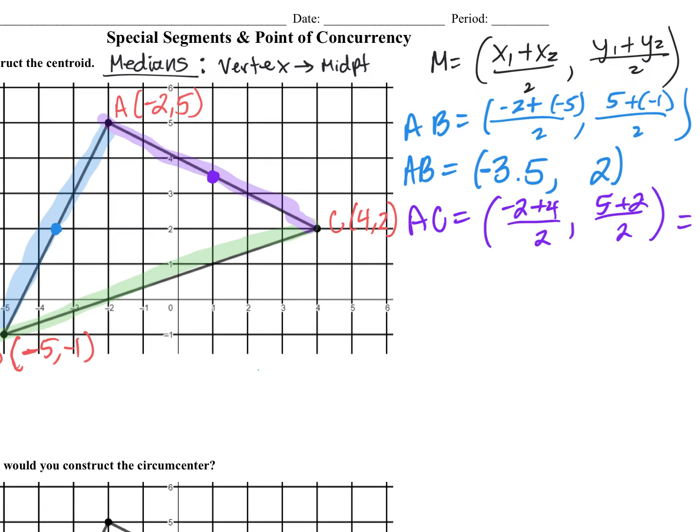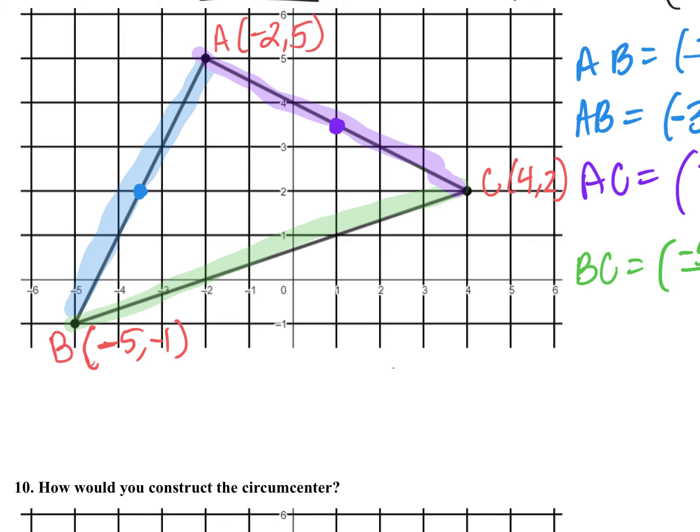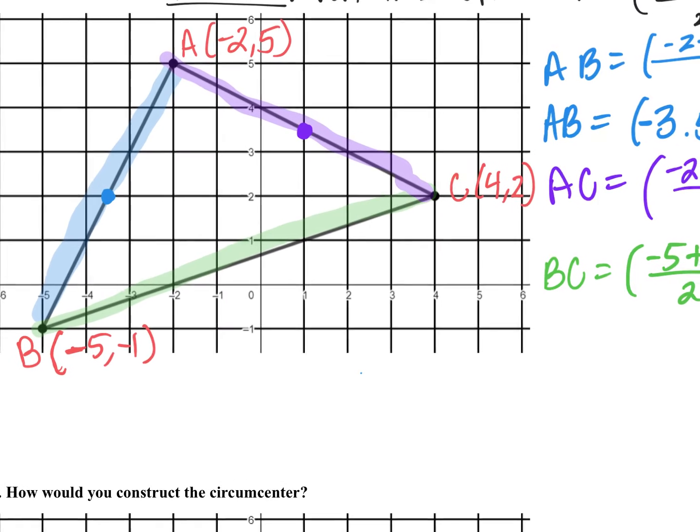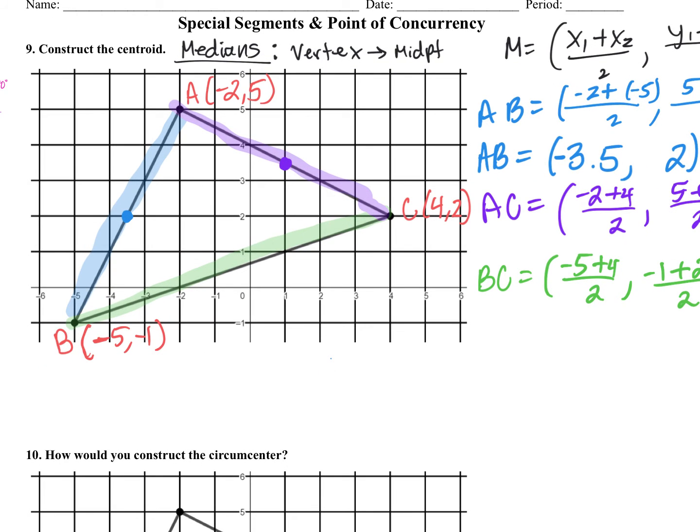And then lastly for BC, excuse me, BC. Midpoint of BC, we have -5 plus 4 over 2, and we have -1 plus 2 over 2. We have -5 plus 4 is -1, so we have -1 over 2. Then we have -1 plus 2, we have 1 over 2. So it is -0.5, 0.5. Oh, sorry. All right, so we have -0.5 right about here.